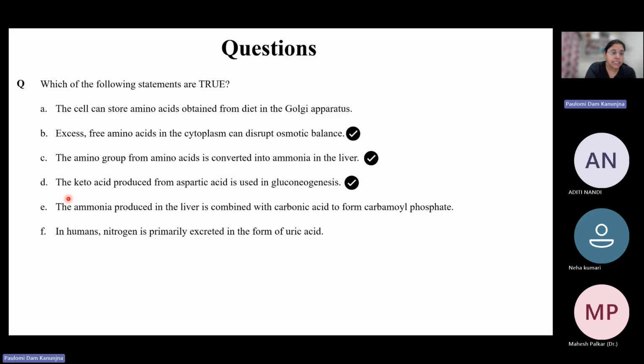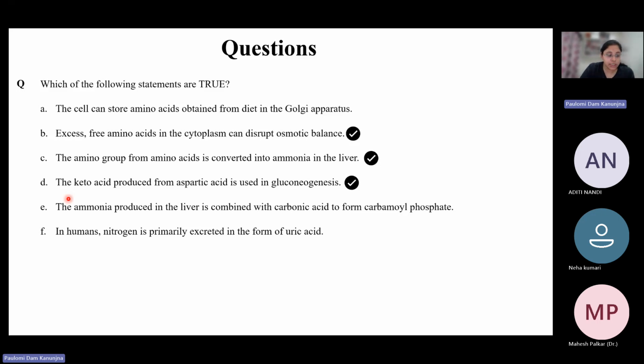Now the first one: cells can store amino acid obtained from diet in the Golgi. Cells cannot store amino acid. That's it. No Golgi, nothing. We have already said that amino acids are not stored in the Golgi apparatus, right? They are stored as proteins, but amino acids are not stored. They are conjugated with each other and form protein, and those are stored.